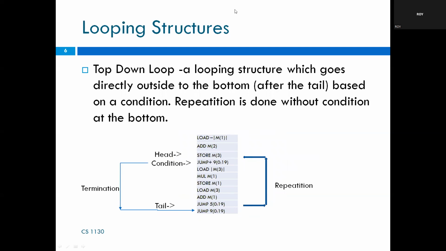The top-down loop is a looping structure which goes directly outside of the bottom after the tail, like this. Jump 9 to 19. This is outside of the loop already, based on a condition. Repetition is done without a condition at the bottom because the condition is at the top. If the condition is at the top, it's a top-down loop.